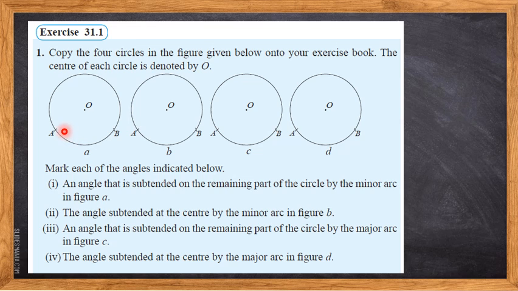Then first you have to identify the minor arc. Minor arc is the smaller part of the circle that is separated by these 2 points.